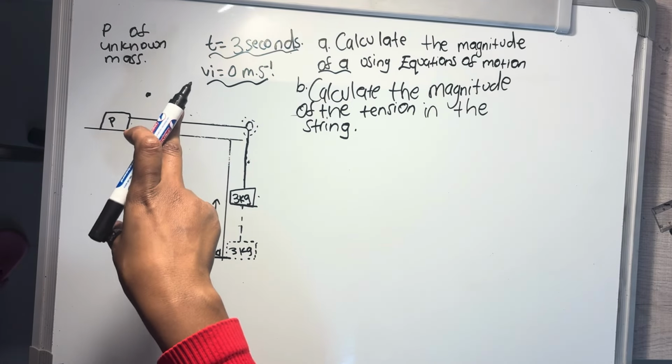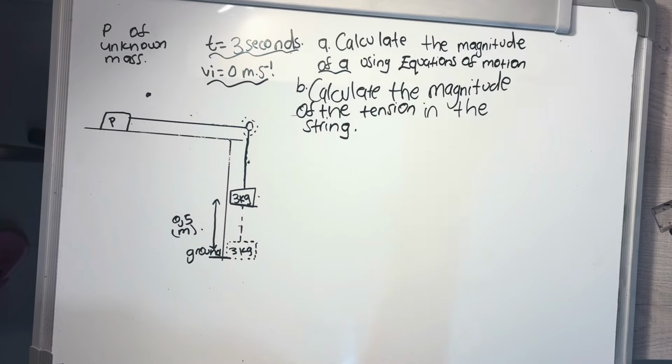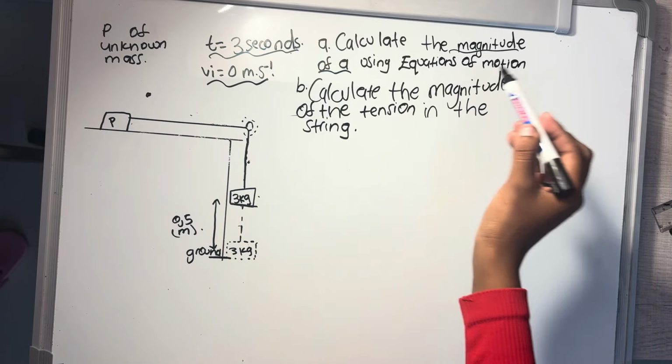They also said ignore air resistance. We know that if they say ignore air resistance, it's a free falling object, right? So A, they're saying calculate the magnitude of A using equations of motion.